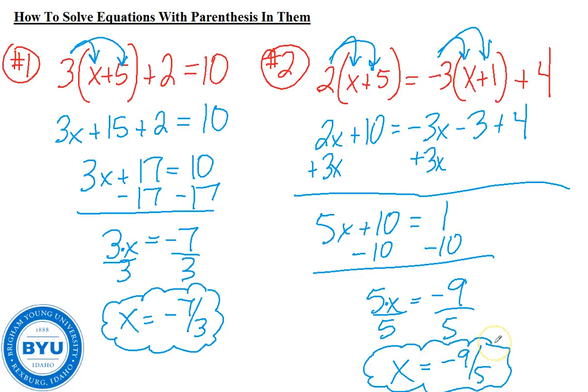So that's how we solve equations with parentheses in them. Step number 1, distribute into the parentheses. When you distribute, those parentheses go away. And then get x by itself. Move all the x's to the left, all the numbers to the right, and then get x by itself. That's going to be your answer. And you can check it to make sure you did it right.